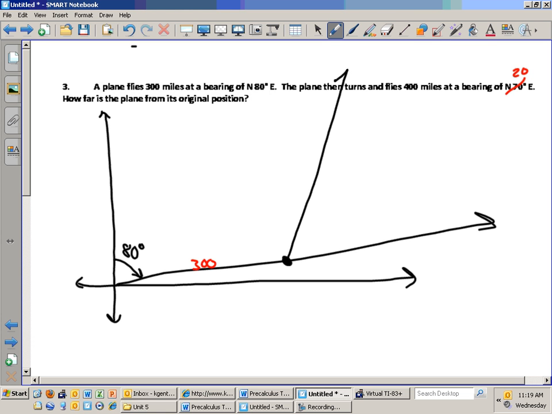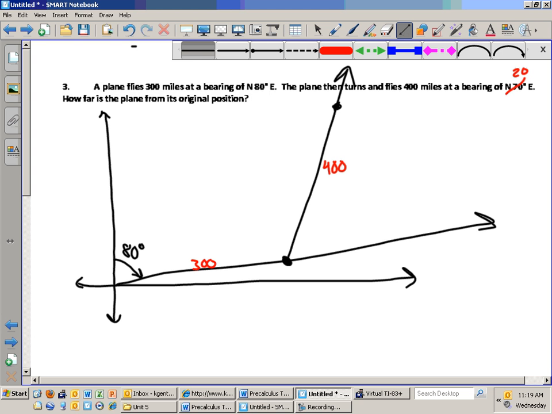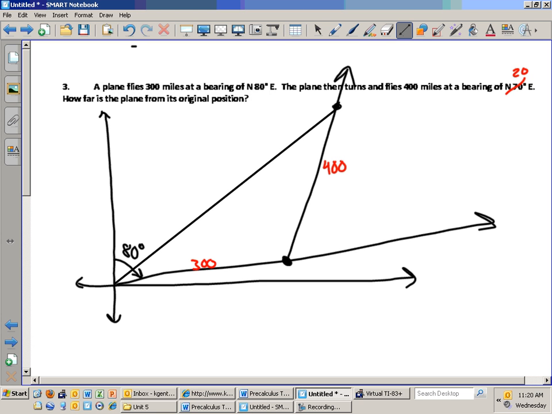I just picked a spot saying that that's going to represent 300. And it travels in that direction for 400 miles. The question is, how far apart are they? Or how far is it from its original position? And so we're wondering this length C. So I made a triangle. I don't really have an angle yet, do I?